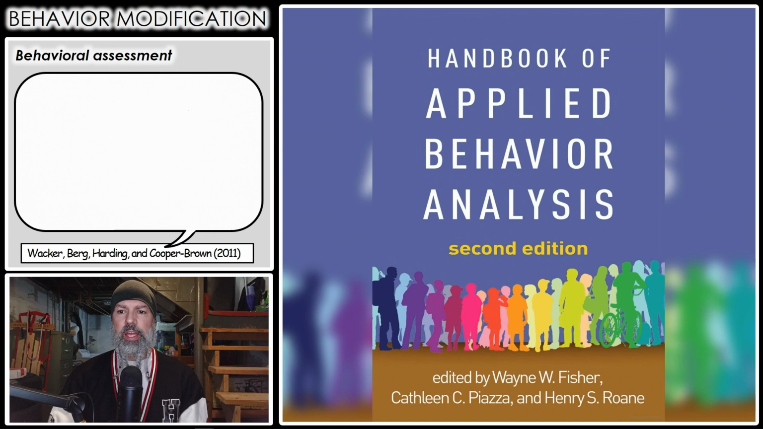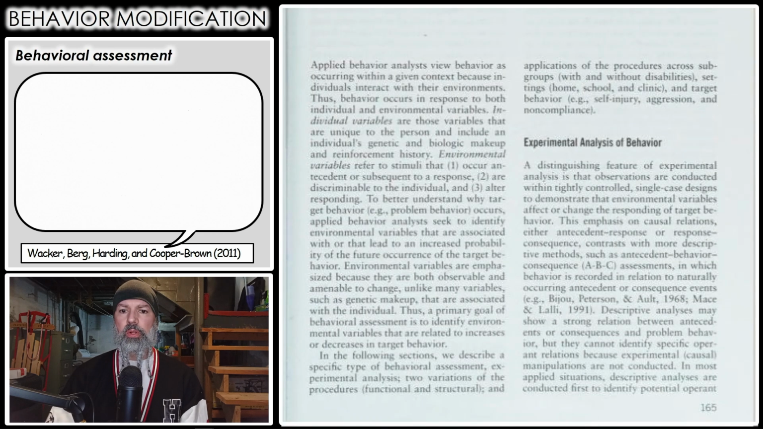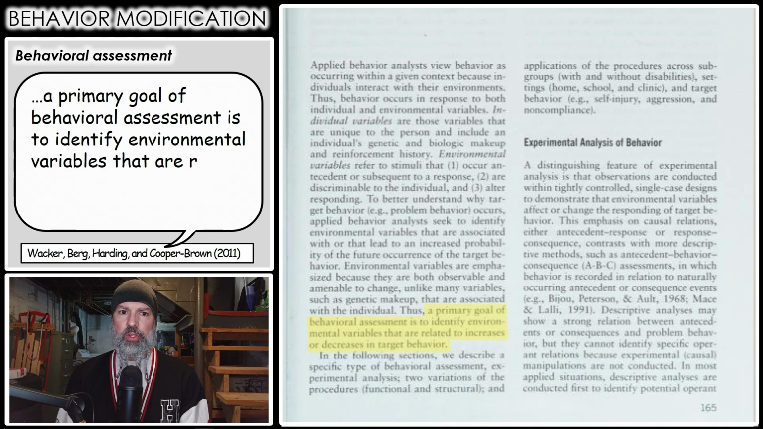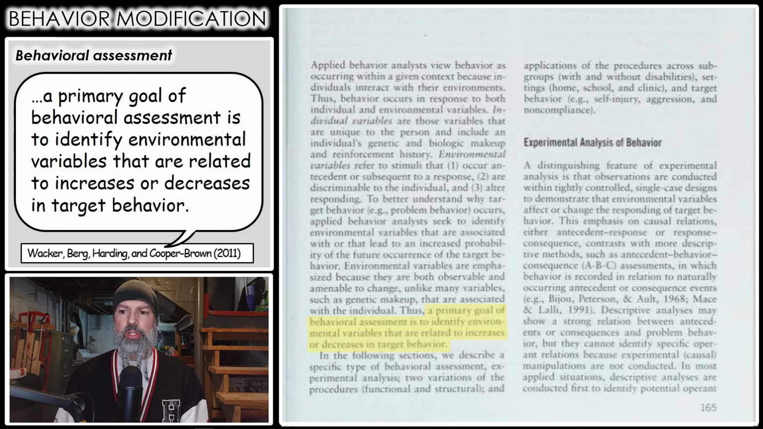And they state that the principal goal of behavioral assessment is to identify environmental variables that are related to increases or decreases in the target behavior. So that primary goal of what we're trying to do in behavioral assessment is to identify environmental variables that are related to either increases or decreases in target behavior. And let's break this definition down a little bit so we know exactly what we're dealing with.